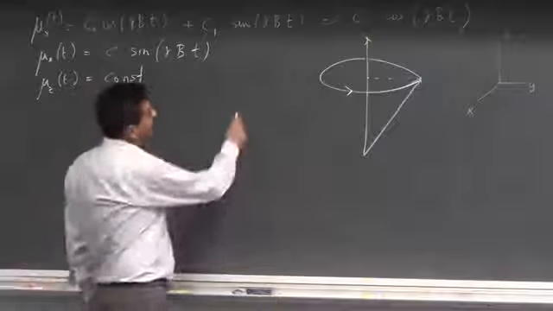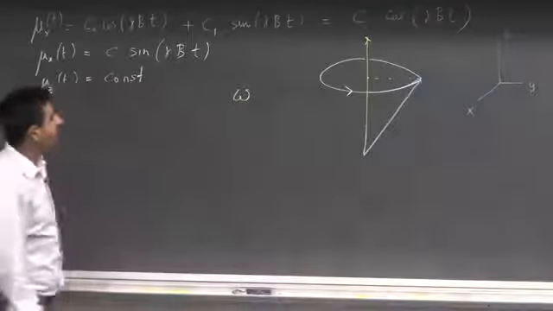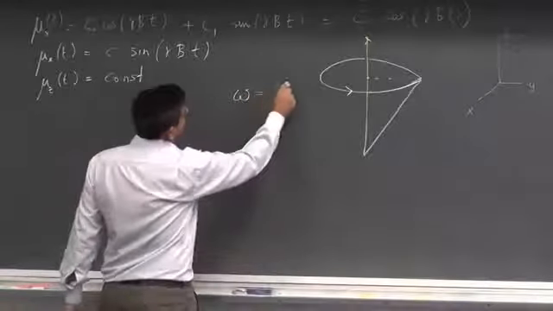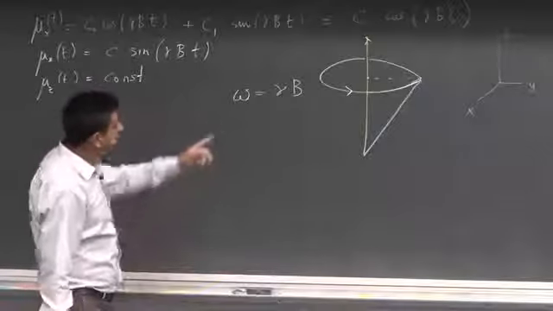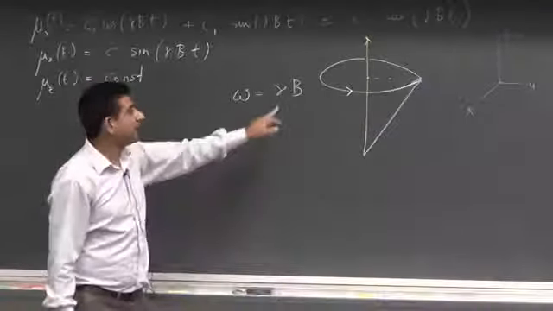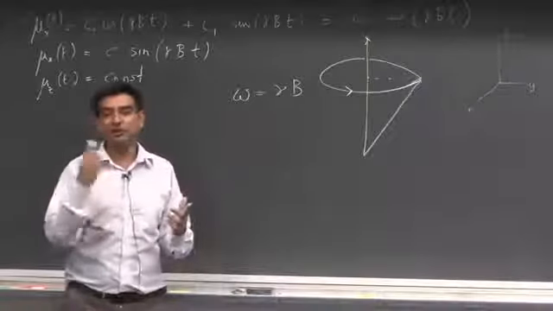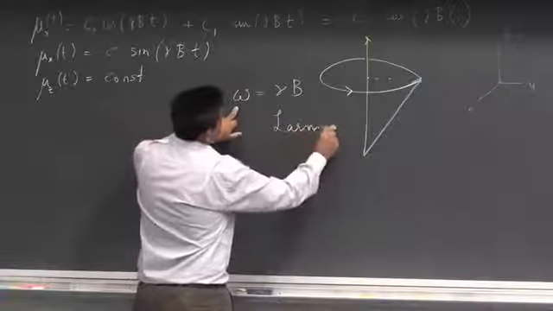What's the frequency here? Omega. It's gamma B. Could be minus gamma B, but that's immaterial. Okay? So it's gamma B. It depends upon the gyromagnetic ratio and the magnetic field. Stronger the field, stronger will be the rotation. This frequency is also called the Larmor frequency.